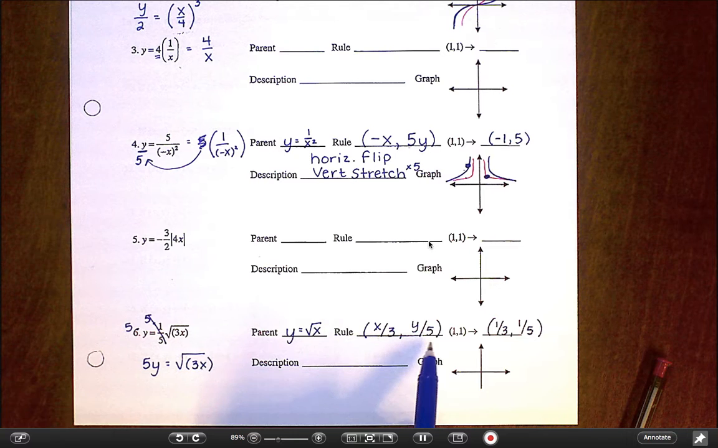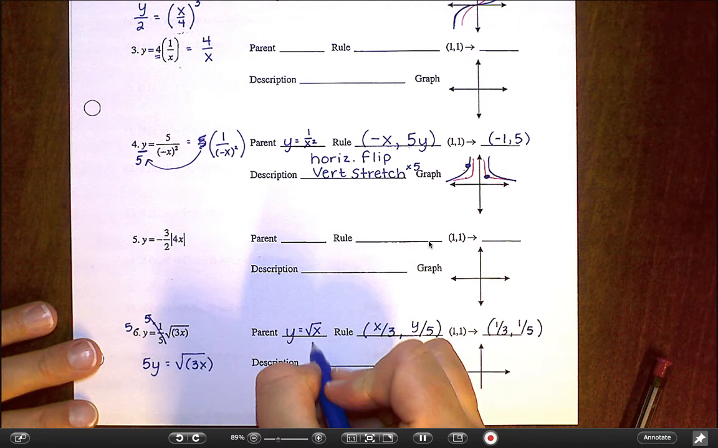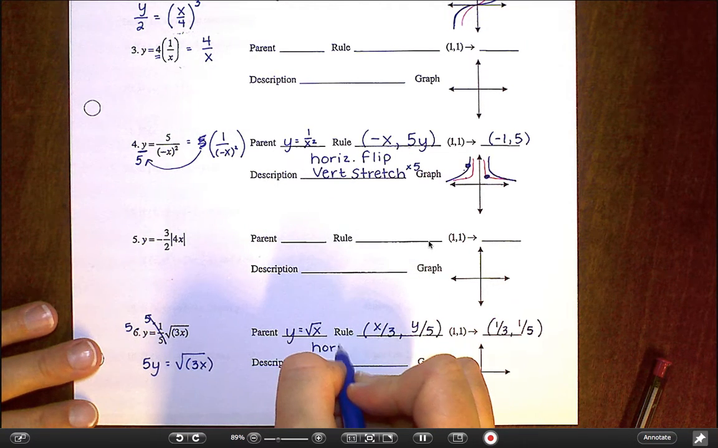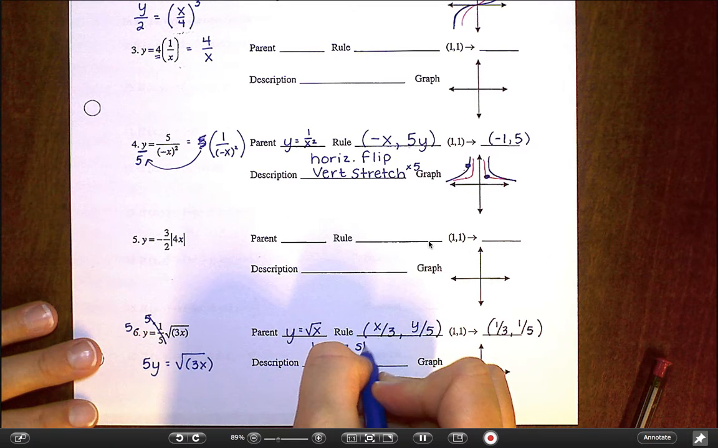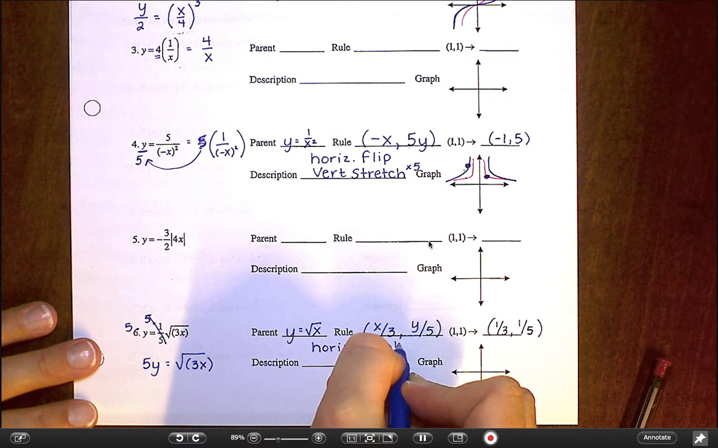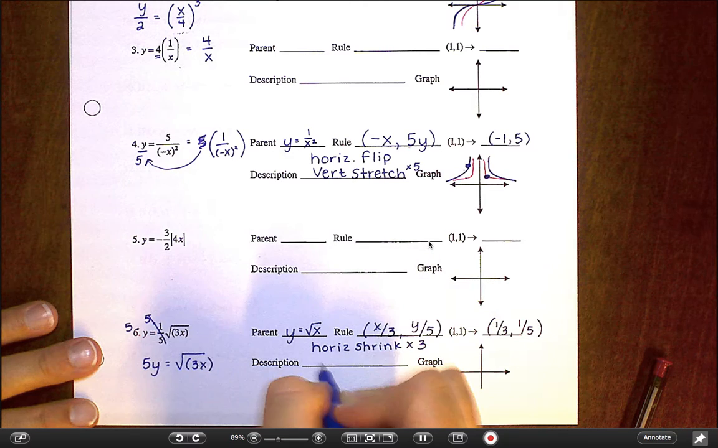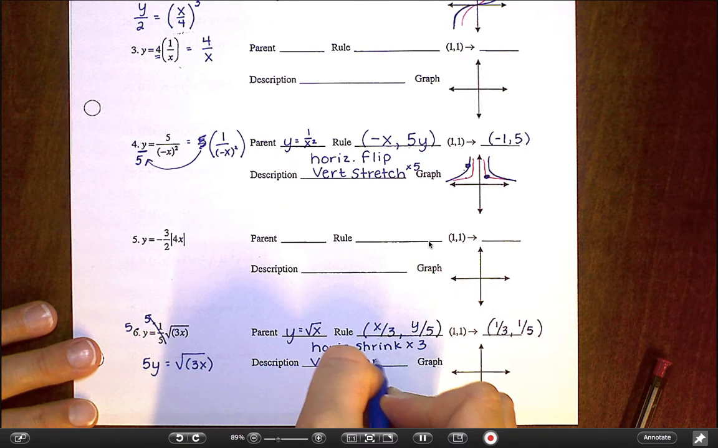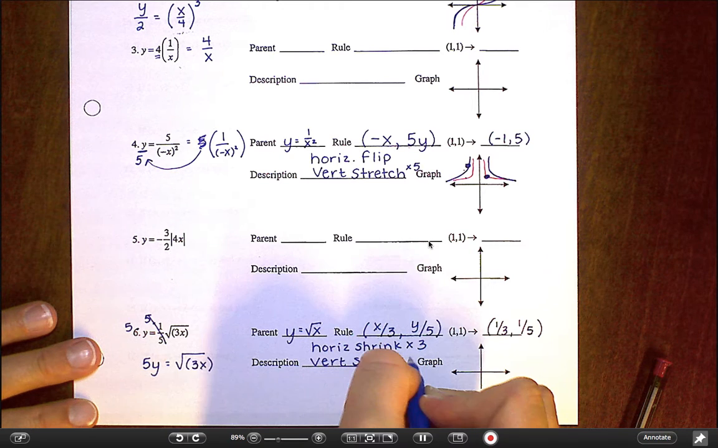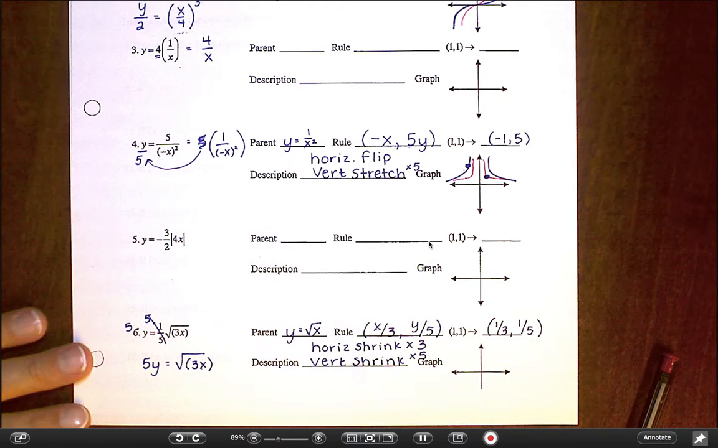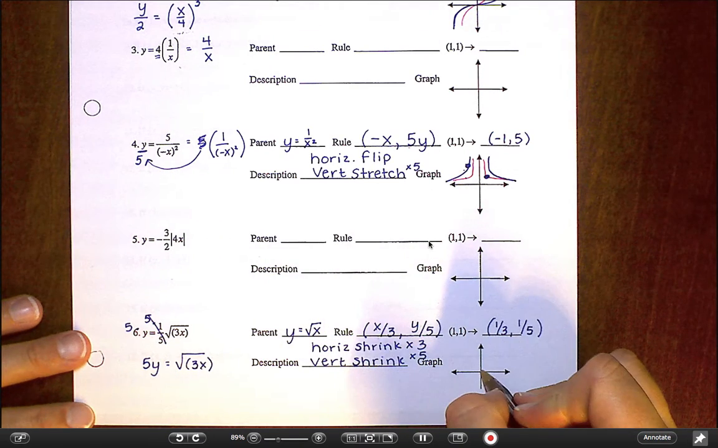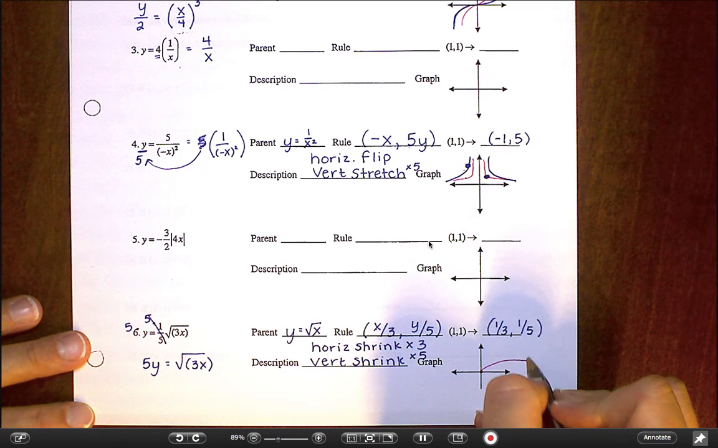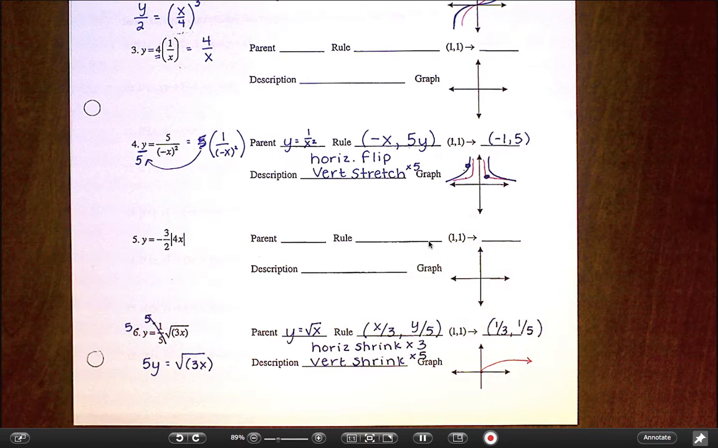These would both be shrinks. So this is a horizontal shrink by a factor of 3, and a vertical shrink by a factor of 5. So the square root function typically looks like this, okay? Kind of a sideways half parabola.